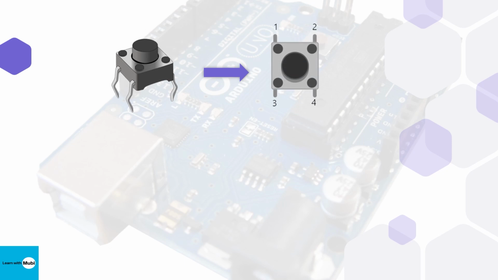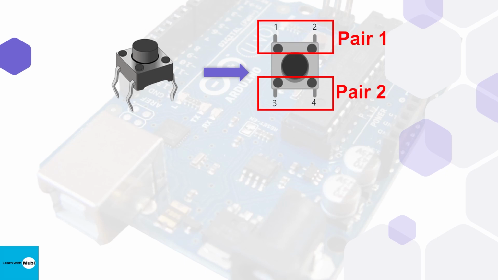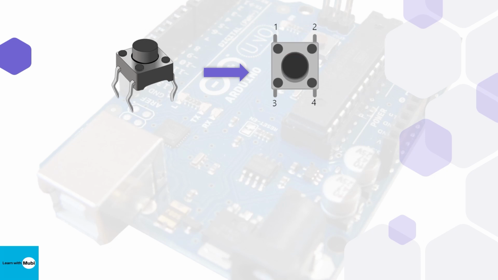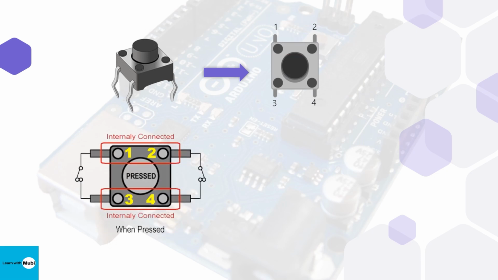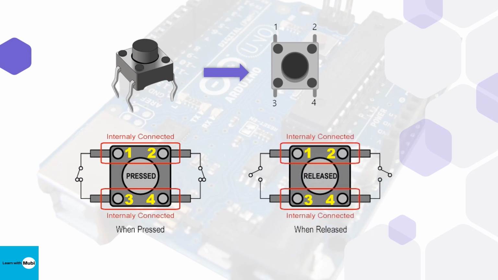It consists of two pairs which are mechanically isolated. Pin number 1 and 2 form the first pair while pin number 3 and 4 form the second pair. Remember that pin number 1 and 2 are internally connected, and similarly, pin number 3 and 4 are also internally connected, so we can use any pin from a pair. So when the user presses or releases the push button, both pairs connect or disconnect with each other respectively, hence providing on or off control to the device.